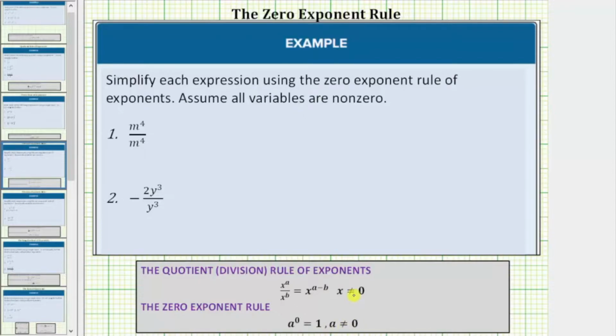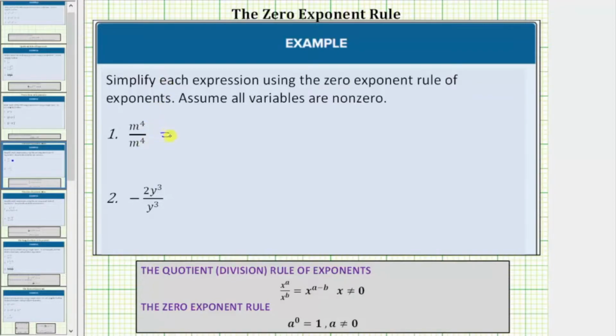Looking at the first example, we should recognize this quotient is equal to 1 because any non-zero value divided by itself is equal to 1. But let's simplify this using the quotient rule of exponents as well as the zero exponent rule to show the quotient is 1. Because we are dividing and the bases are the same, we subtract the exponents.